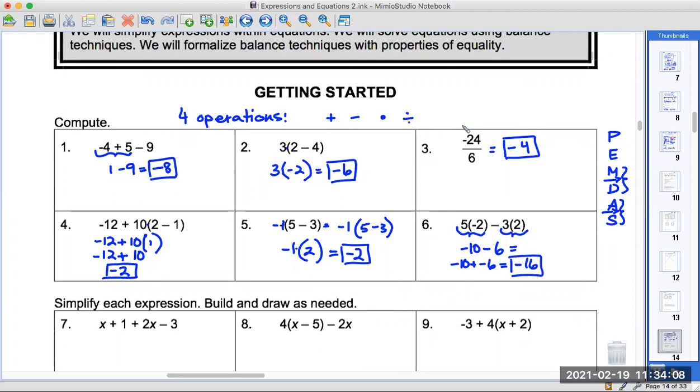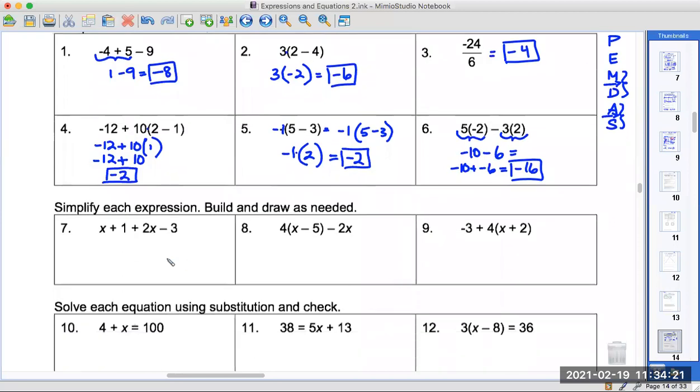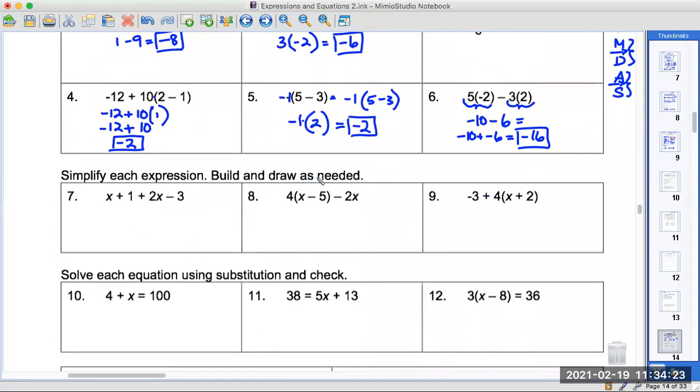So that was a review on PEMDAS and which operation to use. Okay, these you need to do without a calculator. I expect you to be able to do these in your head. Okay, next we're reviewing build and draw as needed.